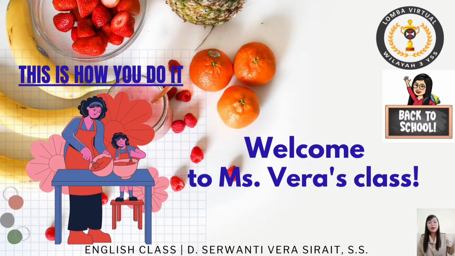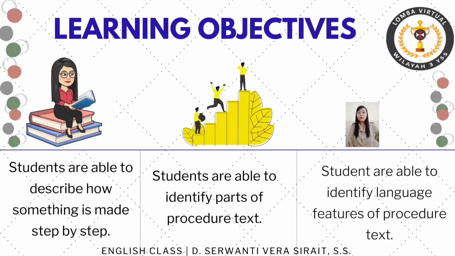Okay, let's see what is the next material that we will learn for today. Our learning objectives for these materials are: first, students are able to describe how something is made step by step. Second, students are able to identify parts of procedure text. And the last, students are able to identify language features of procedure text.